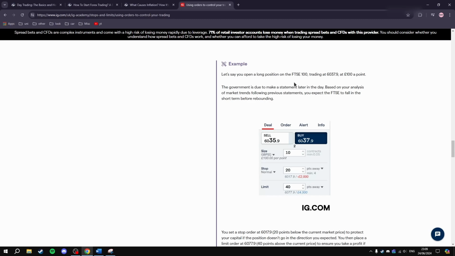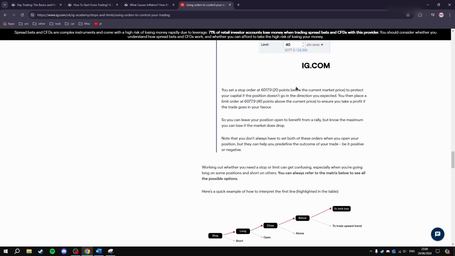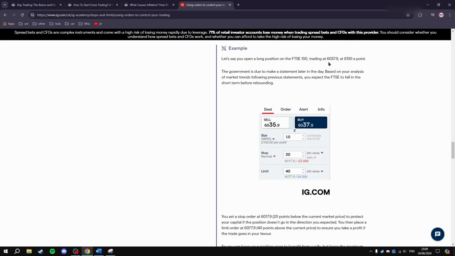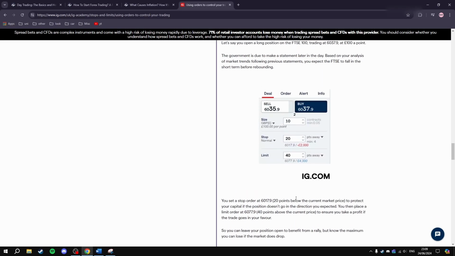Let's say you open a long position on the FTSE 100 trading at 6037.9 at £100 a point. The government is due to make a statement later in the day. Based on your analysis of the market trends following previous statements, you expect the FTSE to fall in the short term before rebounding. You set a stop order at 6017.9, so that's 20 points below the current market price, to protect your capital if the position doesn't go in the direction you expected.